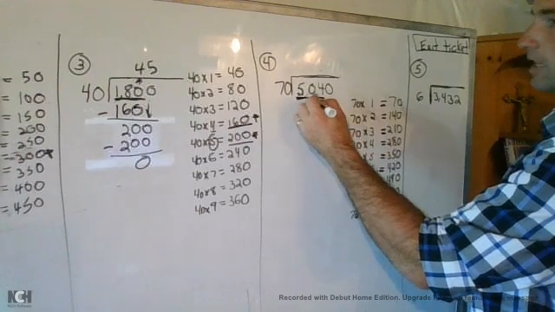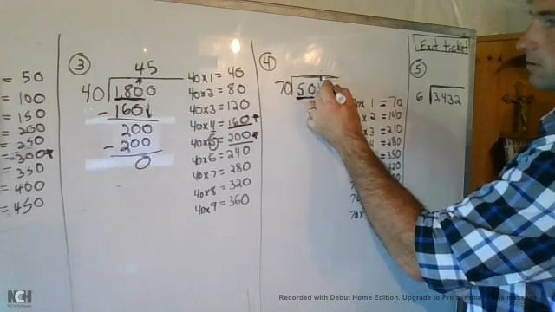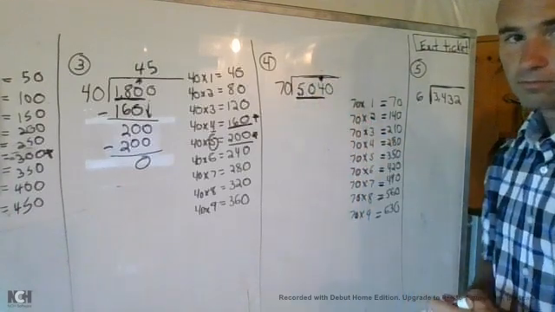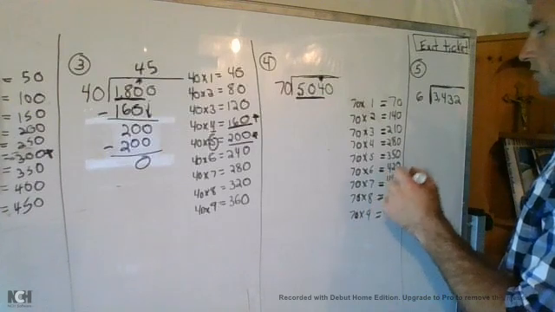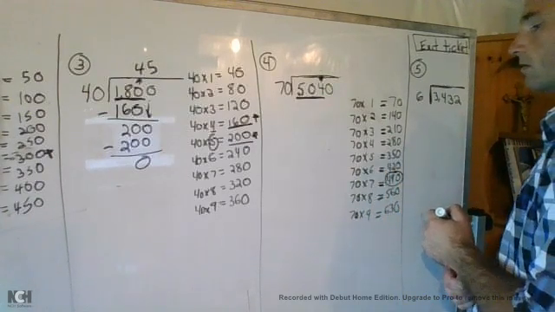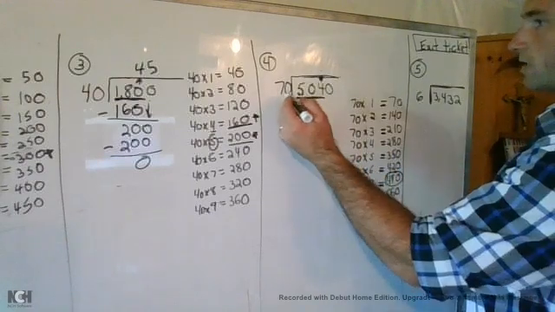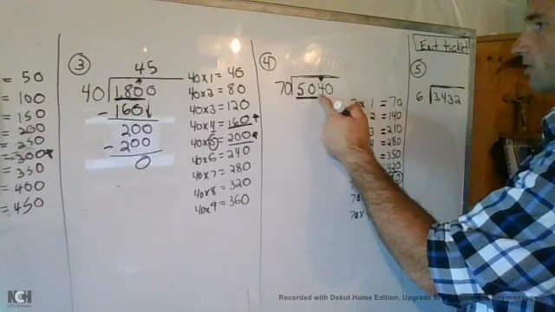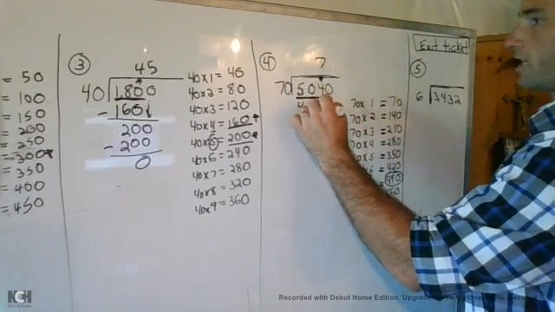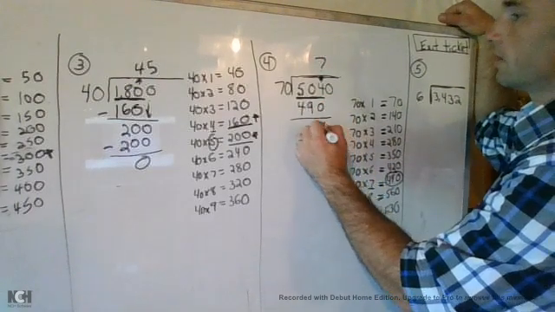Can't go into 5, can't go into 50, so now I'm moving over to this place value. 10's place value, technically, for 504. 70 goes, the closest I can get to is 490. That's the closest. So 70 goes into 504 7 times, you get 490. You subtract to get 14.